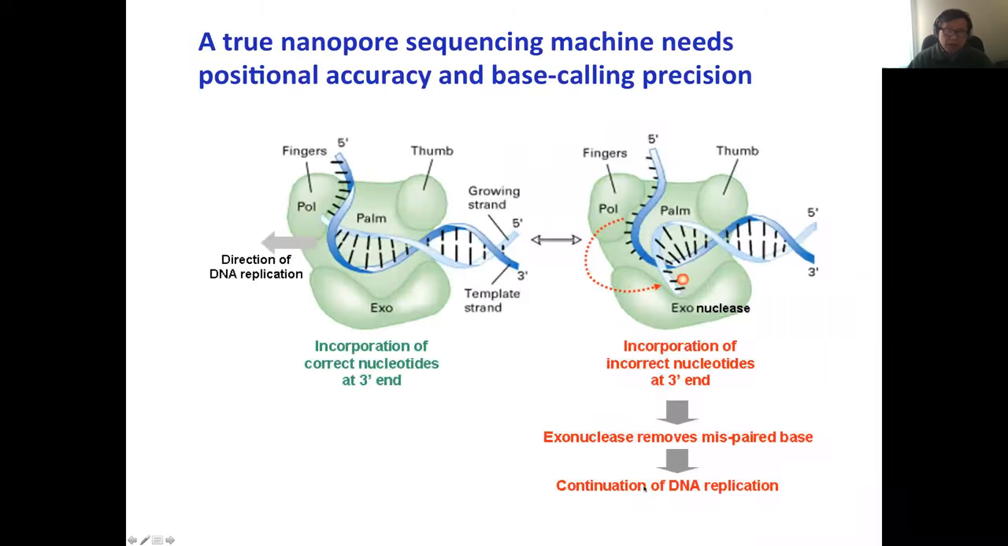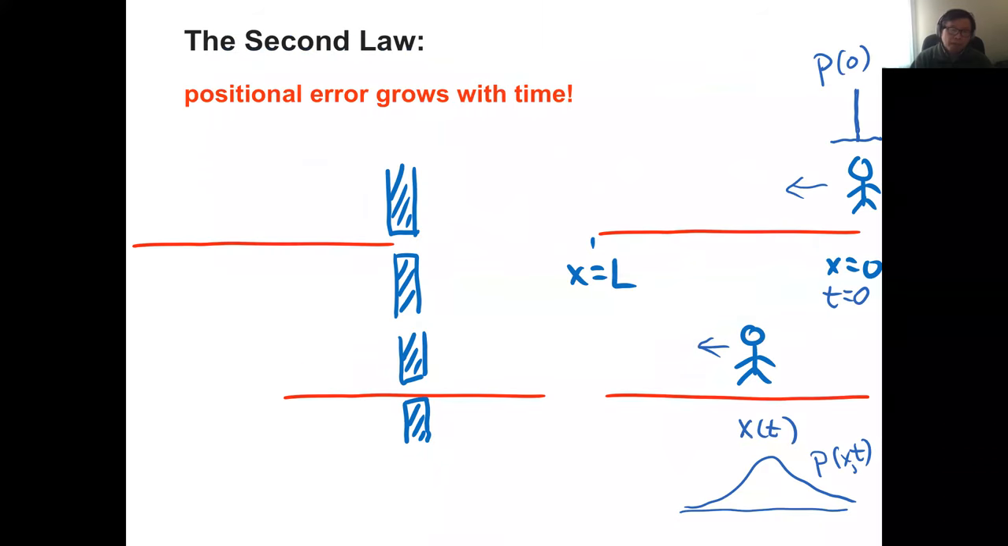So it is highly desirable to go back and ask, is it possible to build a nanopore DNA sequencing machine that captures the original Sanger idea, which used DNA polymerase? In other words, it can control diffusion in the DNA polymerase during the DNA replication, but it can also do kinetic proofreading. So this is the idea that I propose. Okay, so the answer is yes, you can do it.